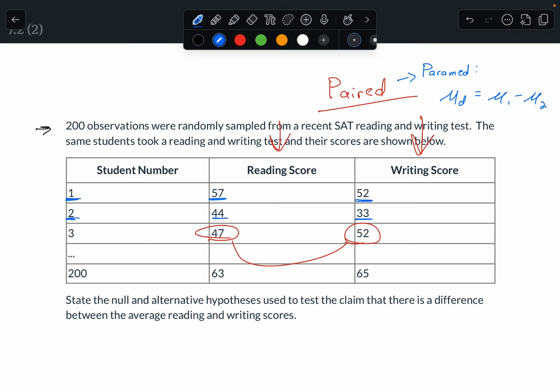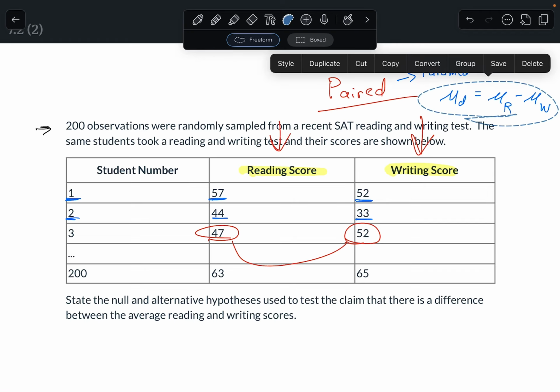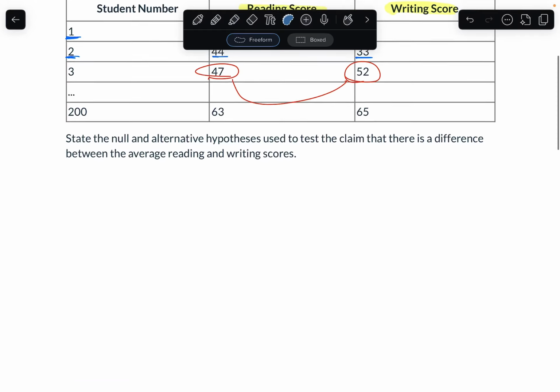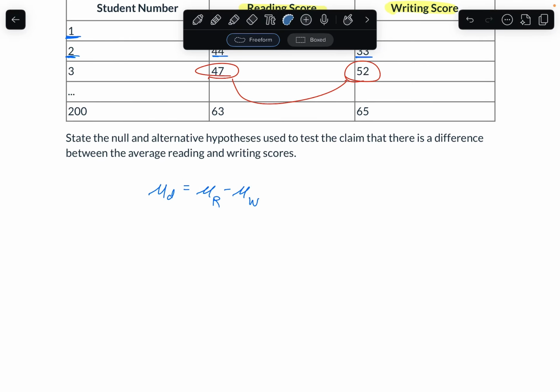Now in this case, we can make the decision up front. I don't really like this notation mu sub 1 and mu sub 2. I like to talk about it within the context of my problem. So here we said we're talking about reading scores and we're talking about writing scores. So perhaps instead of just using this generic 1 and 2, we'll call mu sub d, we'll call that mu sub r for the reading score minus mu sub w for the writing scores. So this is my parameter right here. This is what I'm going to be looking at for this problem. This is what I'm going to be using to set up my null and alternative hypothesis.